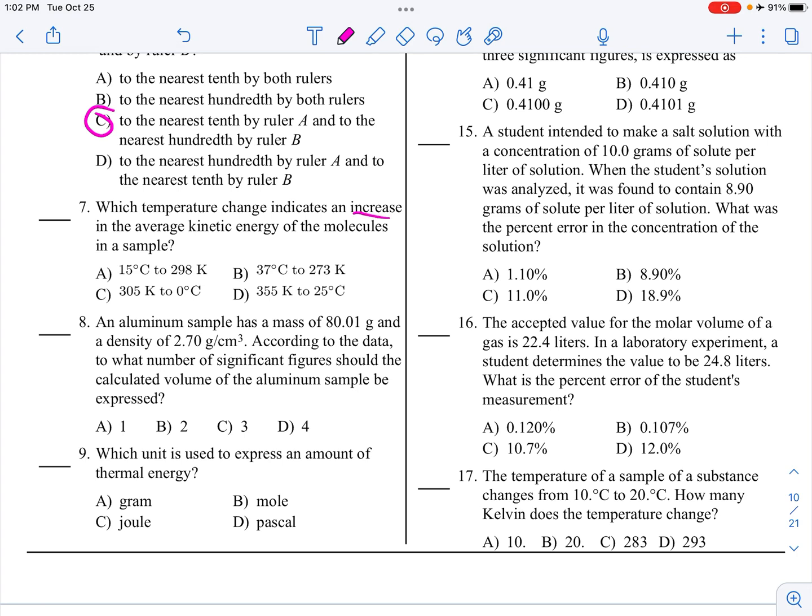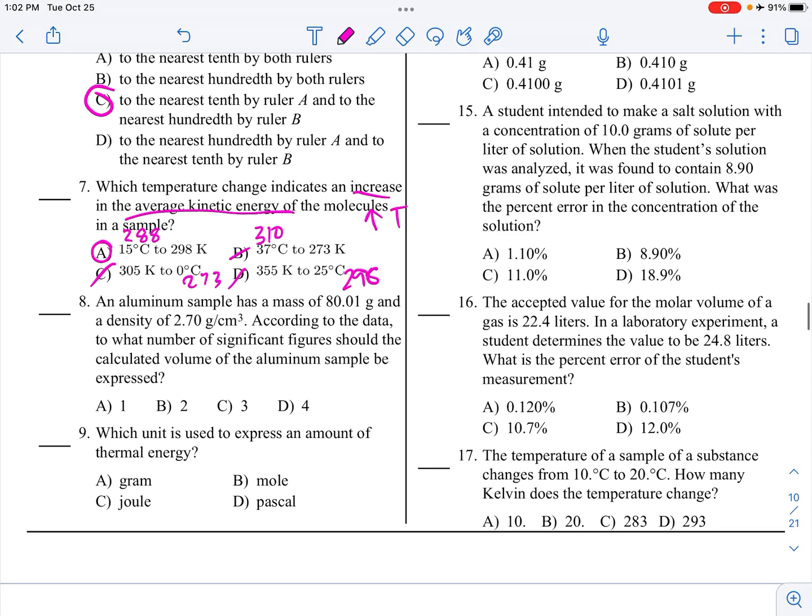An increase in average kinetic energy means an increase in temperature. So first of all, we need to make sure, apples to apples, we have everything in the same temperature scale. So this is 288. 288 to 298 is an increase, so that's probably our answer, but let's just make sure. This is 310 to 273, that's a decrease. 273, so that would be a decrease. And then 25 plus 273 is 298, which is also a decrease. So average kinetic energy is temperature.